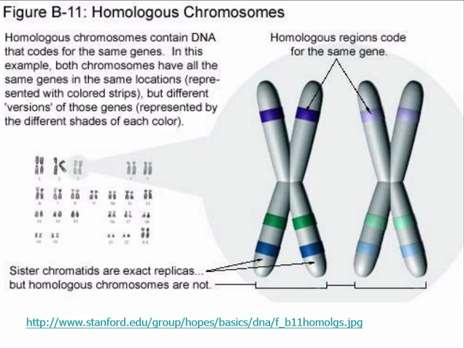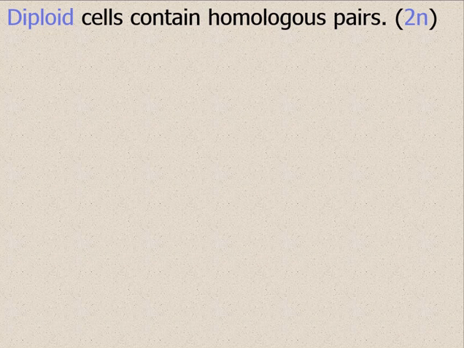But because they're homologous chromosomes, they both carry the gene for eye color. It just doesn't necessarily say the same thing for eye color. So that's what homologous chromosomes are. They're partners. They line up during cell division, and we're going to talk a little bit more about them later.